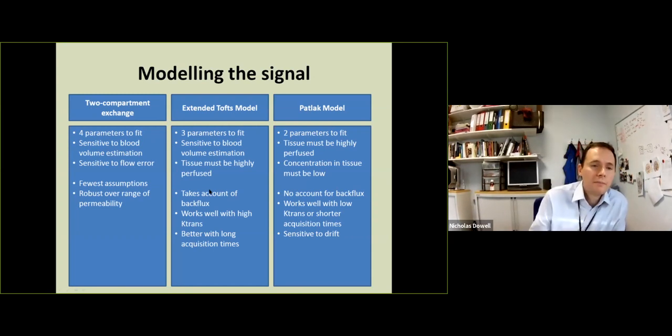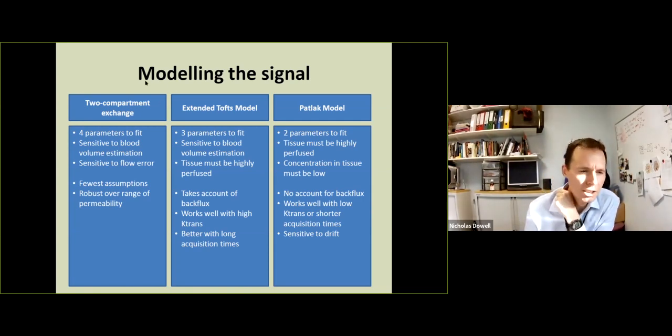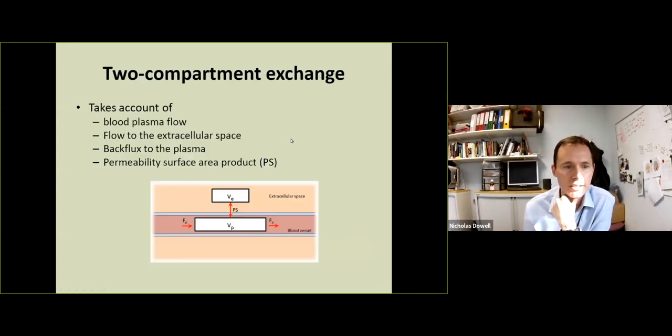So modeling the change in T1 weighted signal as a result of this gadolinium leakage can be done by a range of different models. They can generally be partitioned into 3 different types. There's the 2-compartment exchange, which is the most complete model. Then there's various simplifications. So there's a TOFTS model, extended TOFTS model, which means you only fit 3 parameters. You have 4 parameters to fit for the 2-compartment exchange. And the most simple model is the PATLAK model, where you just have 2 parameters to fit.